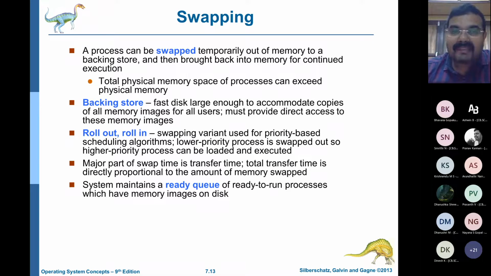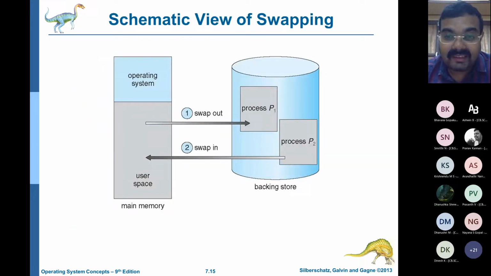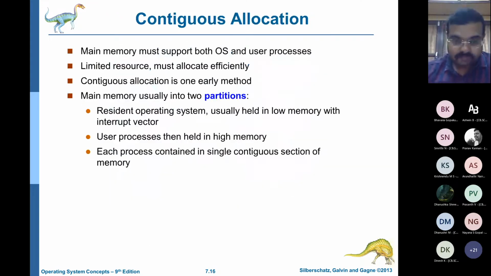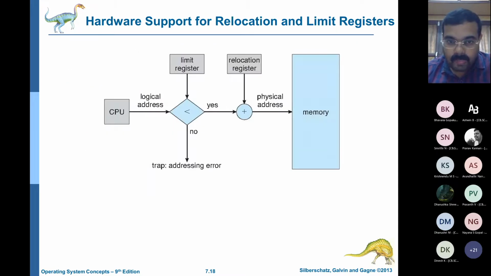So with swapping, a process can be swapped out temporarily out of memory to a backing store and vice versa. This is because sometimes the memory space of processes may exceed the physical memory, and this backing store is like a temporary location, and sometimes the processor also does this in addition to the queuing. And this is all I taught you. I taught you all these things.